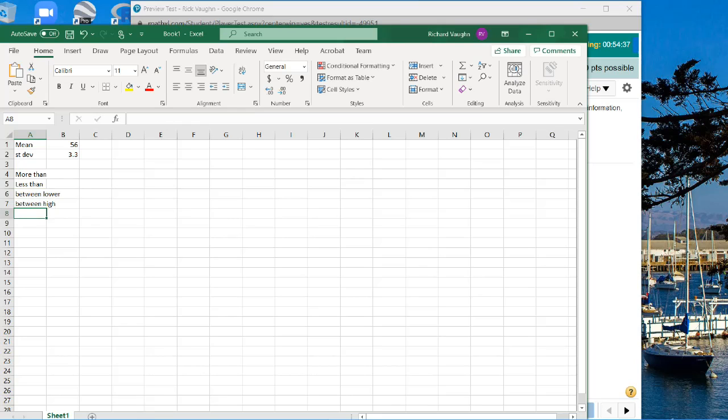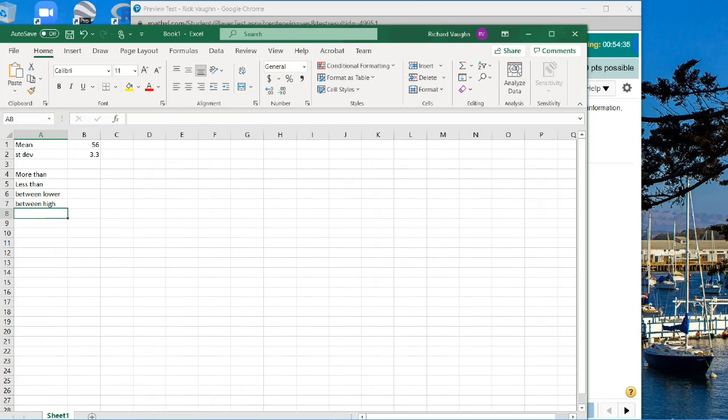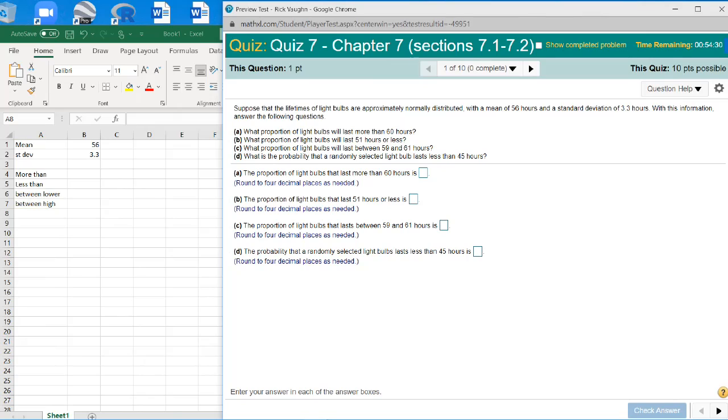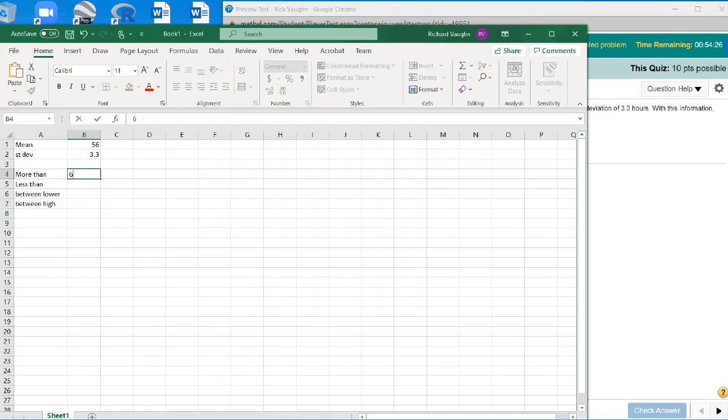All right, so you can call these whatever you want, and in fact, you can get away with doing this all in one cell or two cells if you want. There's different ways about this, but I just want to show you this last more than 60 hours. So I'm going to put 60 over here, and then what I'm going to do is find the probabilities by using this normal distribution. Now, the basic function is norm.dist, the normal distribution. And then you put in there the value, the mean, the standard deviation, and cumulative true or false.